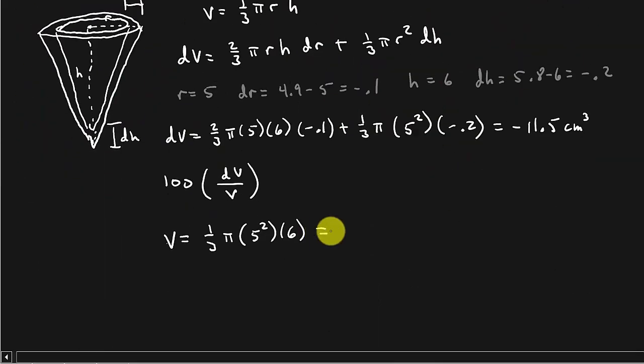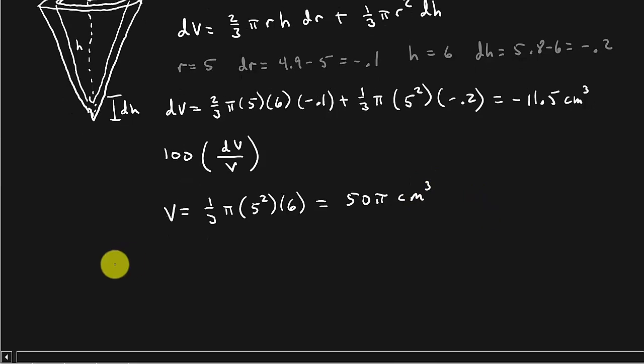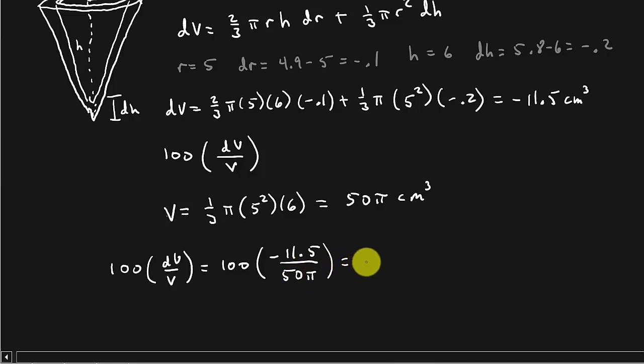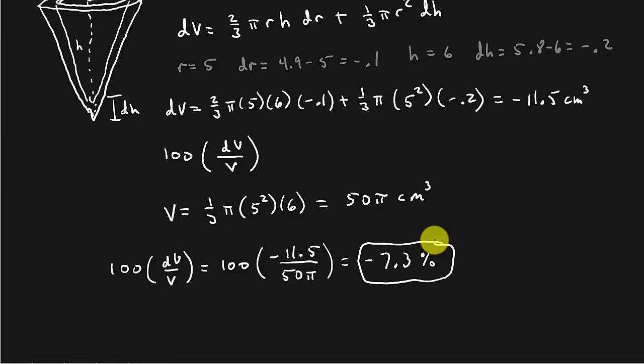And so this ends up giving us 50 pi cubic centimeters. So now we have 100 times dV over V is equal to 100 times negative 11.5 over 50 pi, which would be negative 7.3%. That's the percentage error. All right. So there we worked some applications of differential in two variables.